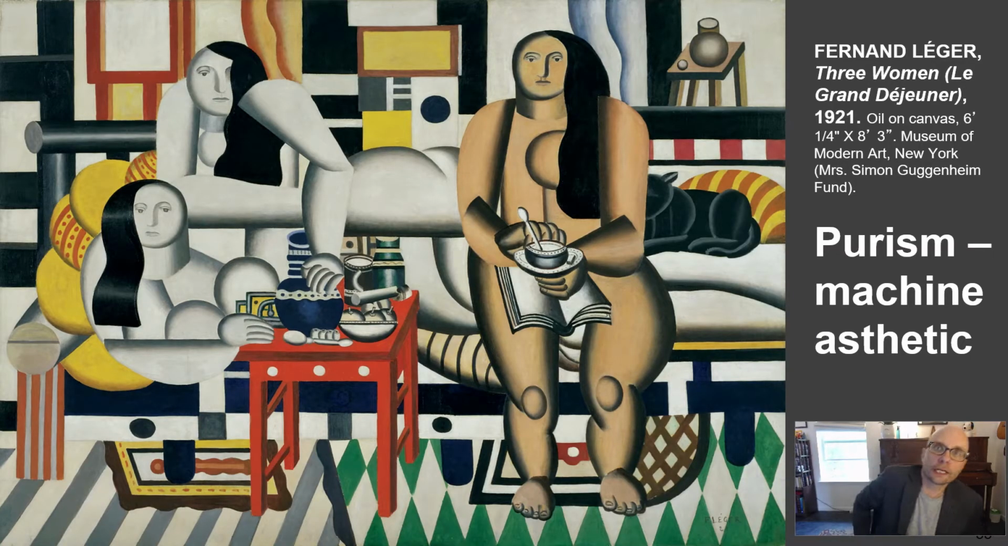There was another offshoot called Purism. This is a French artist, Fernand Léger. And Purism really went after what was called a machine aesthetic. It sort of took the ideas of Cubism, of abstracting forms through their simplest shapes and flattening everything out and then breaking up those forms into something that almost looked mechanical. This, of course, is the huge influence of the Industrial Revolution on art of the modern period.